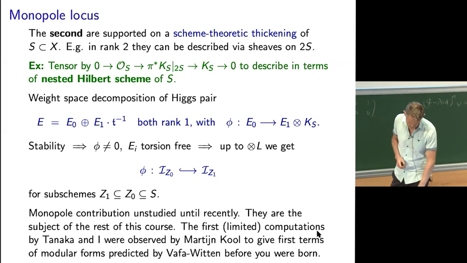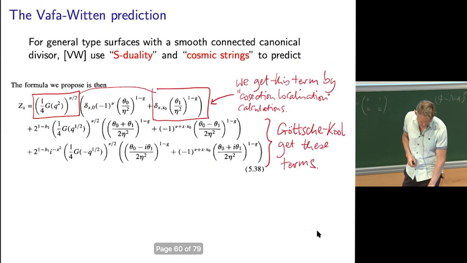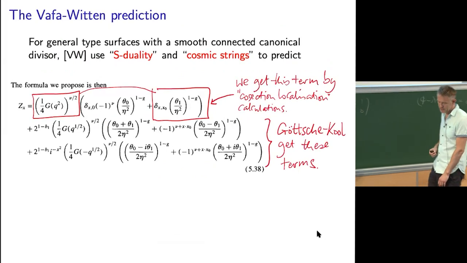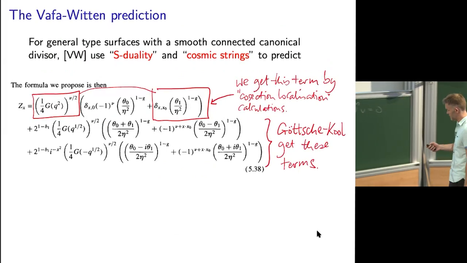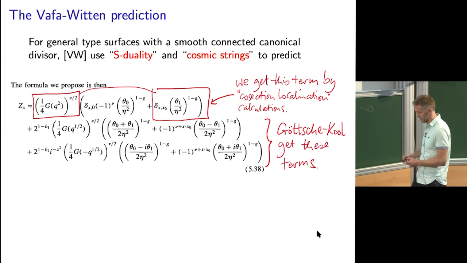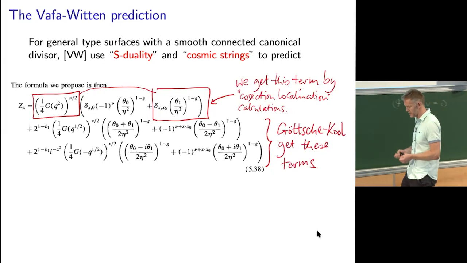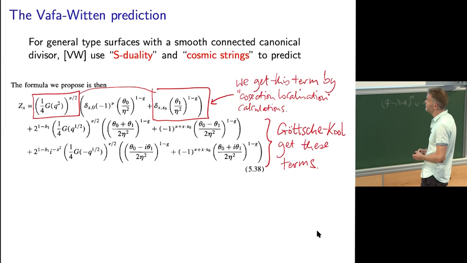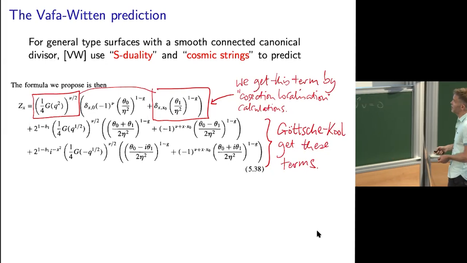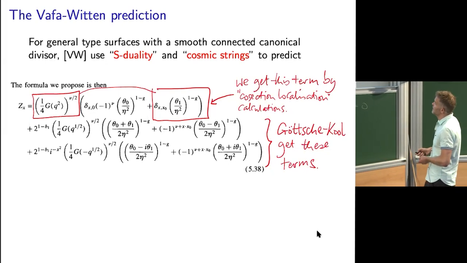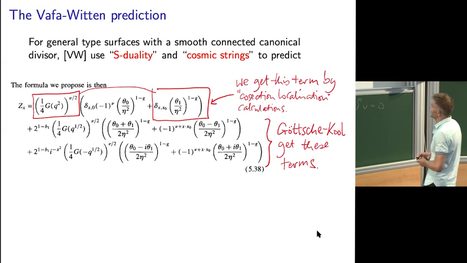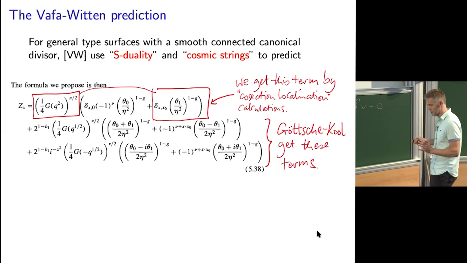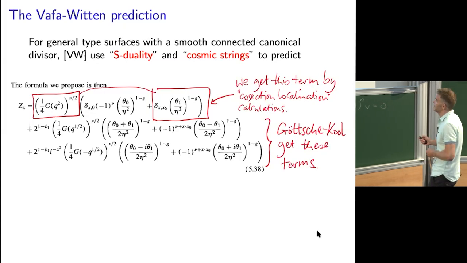Okay, that's just some history. So we did some computations a few years ago, just in very low degrees, before we had general methods for computation that I'm going to talk about in this lecture. And those computations were very hard work. And Martin Kool observed that our answers, which we thought were rather disappointing, turn out to give the first few terms of modular forms predicted by Vafa-Witten hundreds of years ago.